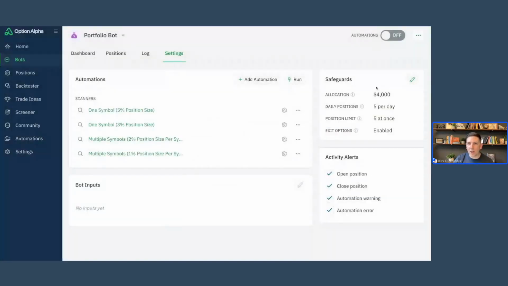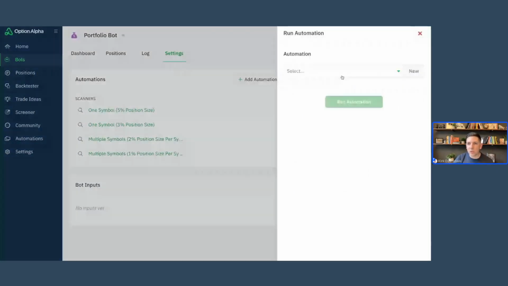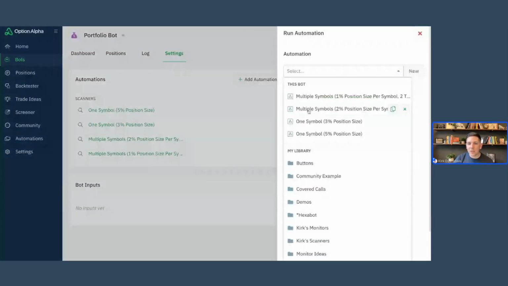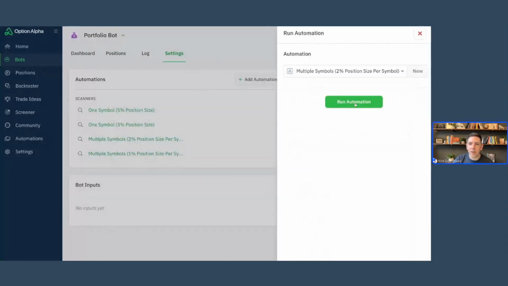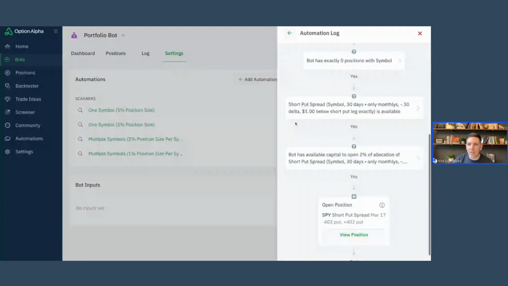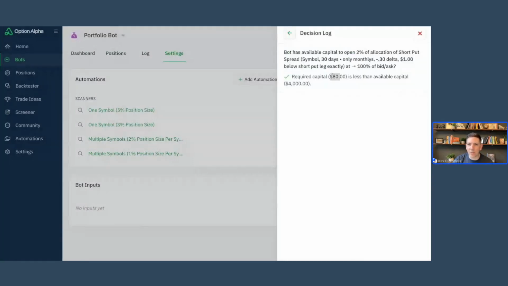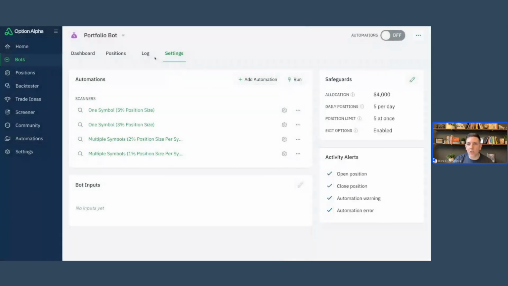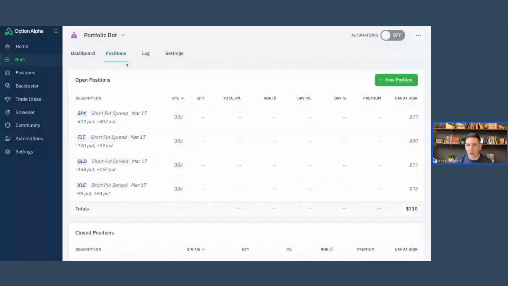We will run the automation again. Multiple symbols, 2% per position size. So 2% of $4,000 is what? $80 per position. So I'm going to run this one here, run that automation, and there we go. $80 is less than we have available of 4,000. That's just 1 position at a time. So it's just going to do one contract across the board for all of these.